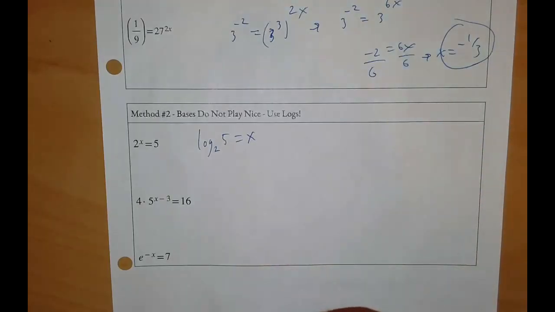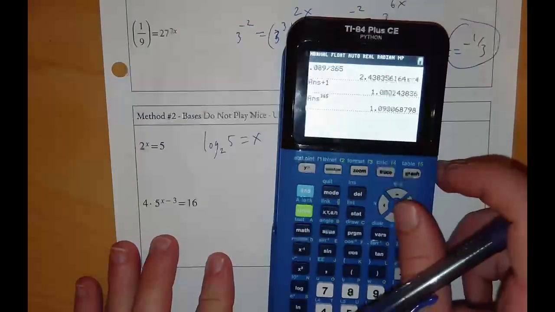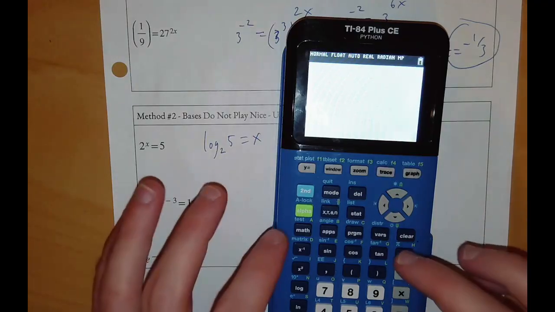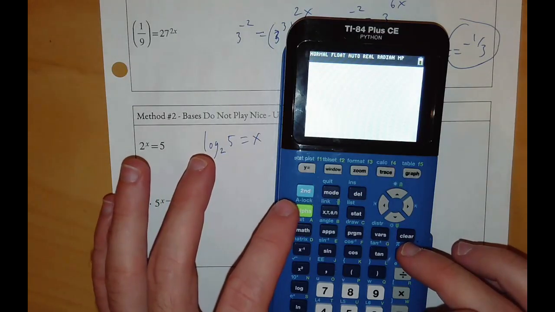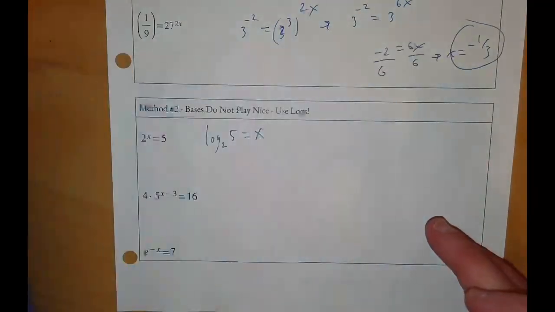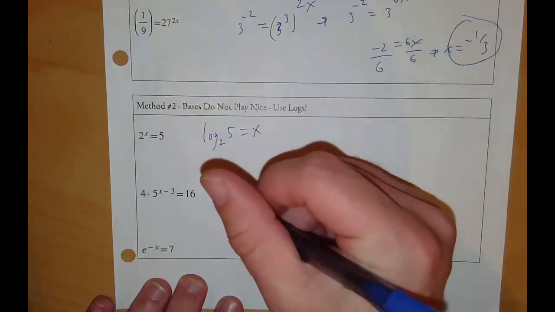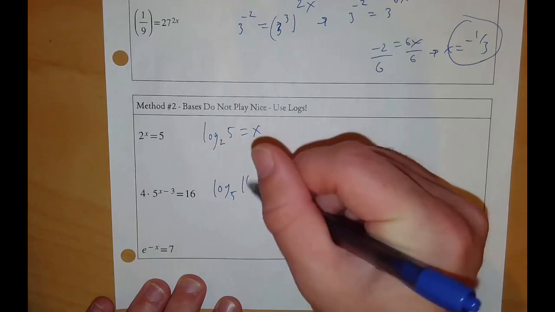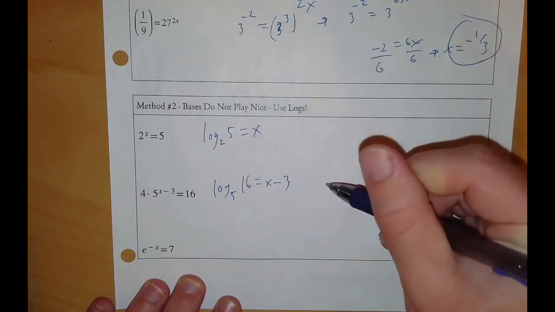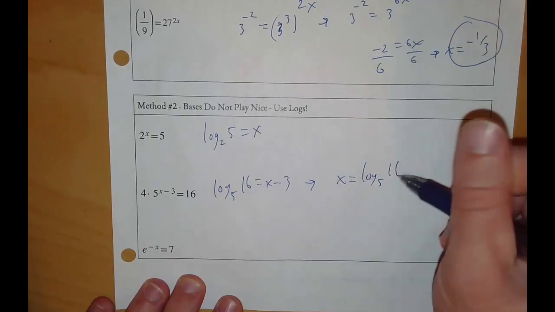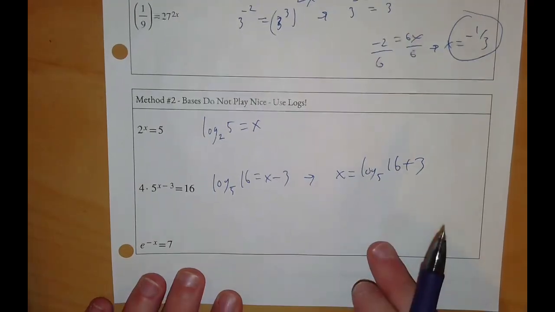This is something you can evaluate on the calculator. You can go to math and then log base, and you can plug that in. Okay, we'll keep going here. Same idea, we're going to have log base 5 of 16 equals x minus 3, and then we'd solve that for x, so we'd get x equals log base 5 of 16 plus 3. Again, you would just evaluate that in the calculator.